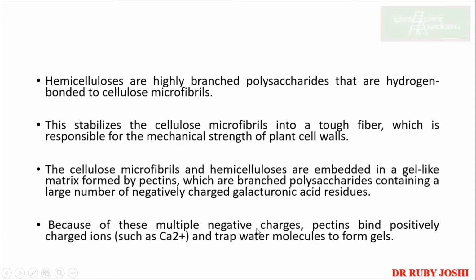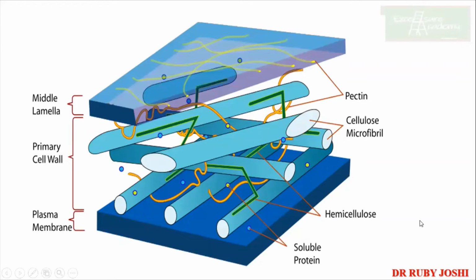Now, because of these multiple negative charges, pectins bind positively charged ions such as calcium and trap water molecules to form the gel. So that's why whenever you try to tear a leaf, you see that mucus-like, sticky, gummy type of thing comes out. That is because of the pectins. Okay. Now this is how they are arranged.